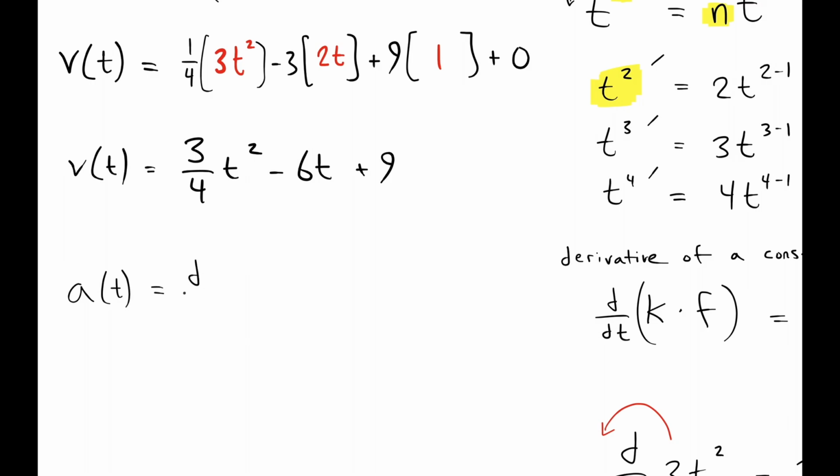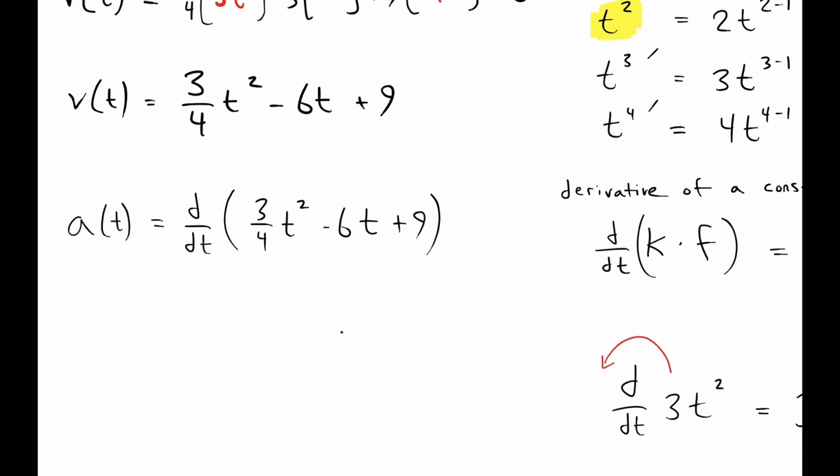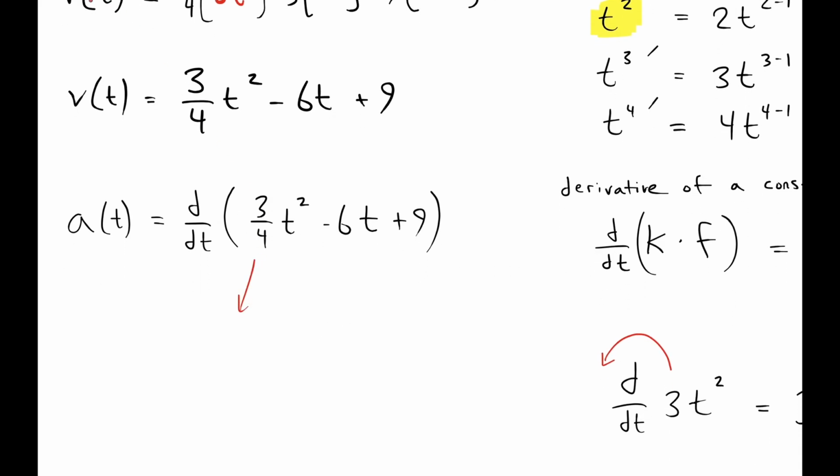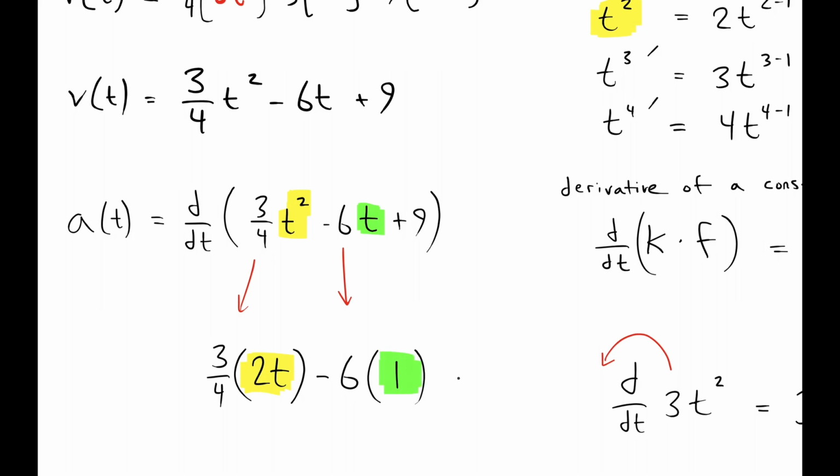All right, so a of t then is going to be the derivative of 3/4 t squared minus 6t plus 9. Once again, the constant can just be brought down here. And then I'm going to do the derivative on the t squared part. So that's going to become 2t. The -6 can be brought down. And now I'll do the derivative on the t part. The derivative of just a t is 1. And then the derivative of a constant number will be just 0.